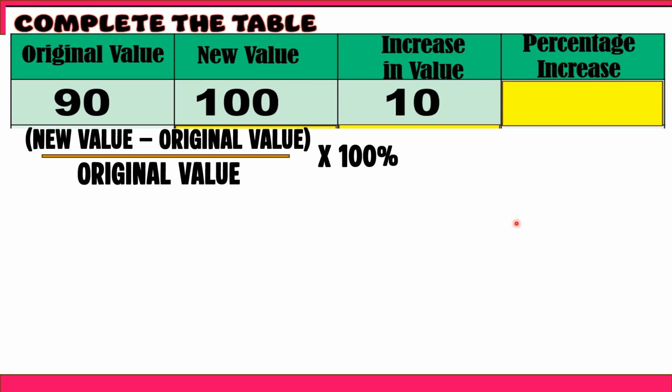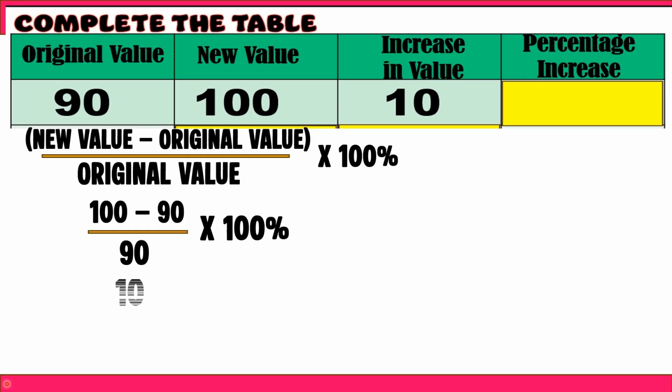To solve it, we'll be using the formula. And the formula is new value minus original value divided by the original value times 100%. In this example, the missing value is percentage increase. Let's substitute the value of new value. New value is 100 minus the original value, which is 90, divided by the original value, which is 90, times 100%.